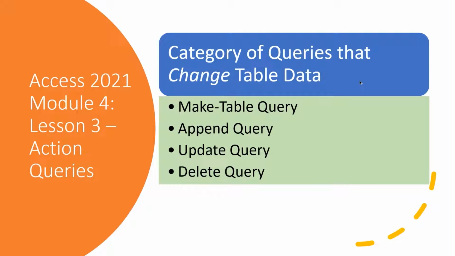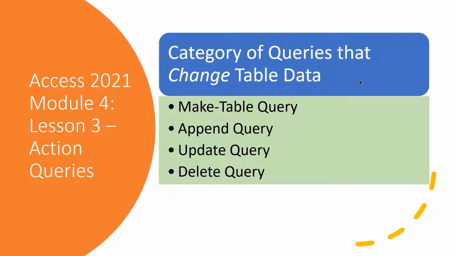So there are 4 different types of queries that are known as action queries. Action queries can change the data. So there is a make table query, which actually makes a table. There's an append query, which can append data into a table. There's an update query that can update data in a table. And there's a delete query, which can delete data from a table.